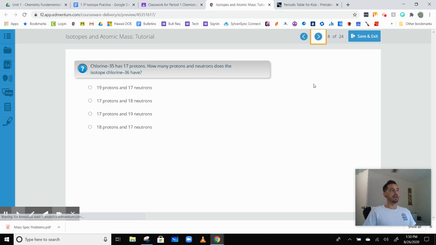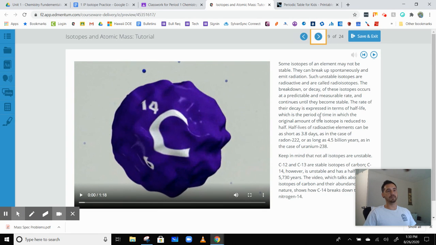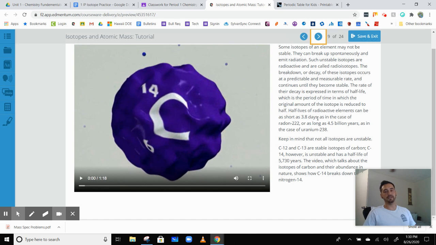Okay. Now, if you want to practice this, you can practice this, great. Isotopes are used for dating things because a lot of isotopes will lose their neutrons. So like carbon 14, over time, it loses its neutrons, okay?